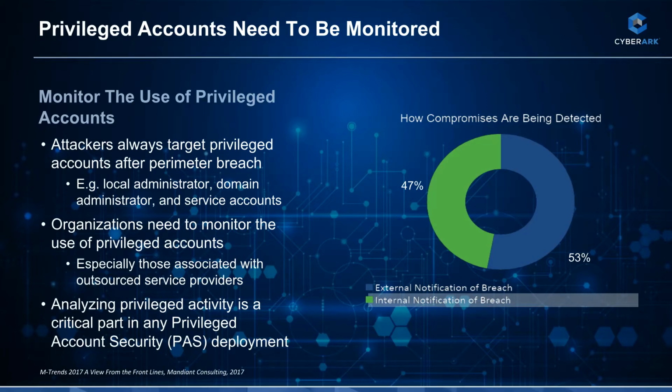Attackers always target privileged accounts after a perimeter breach, whether it's a local admin account, a domain admin account, a service account, something on a Unix Linux device, a network device, a database, more likely, right? Attackers are always going to try to escalate their privilege, or almost always try to escalate their privilege, because that's what they need to do in order to get to those back-end systems where we store all the juicy data.